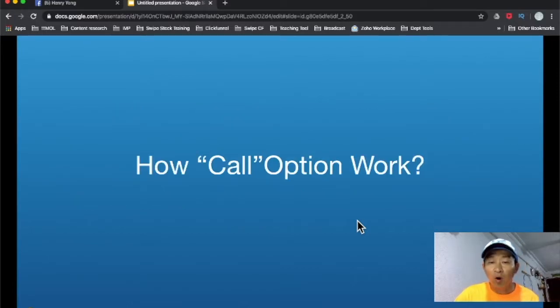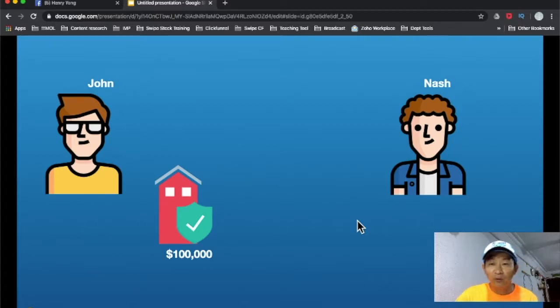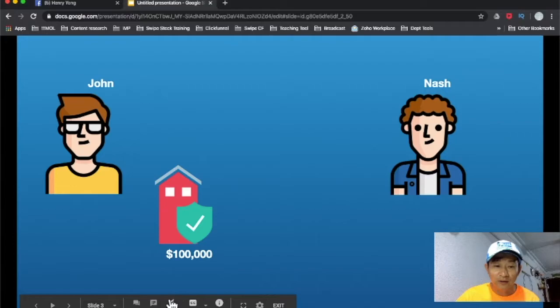Okay, how does a call option work? We'll explain call and put options in this case. For the scenario, we'll use Nash and John, where John is selling a property for $100,000 cash for the house. Nash is interested in buying John's house with a cash deal, but the problem is Nash only has the cash available for the next 2 months.